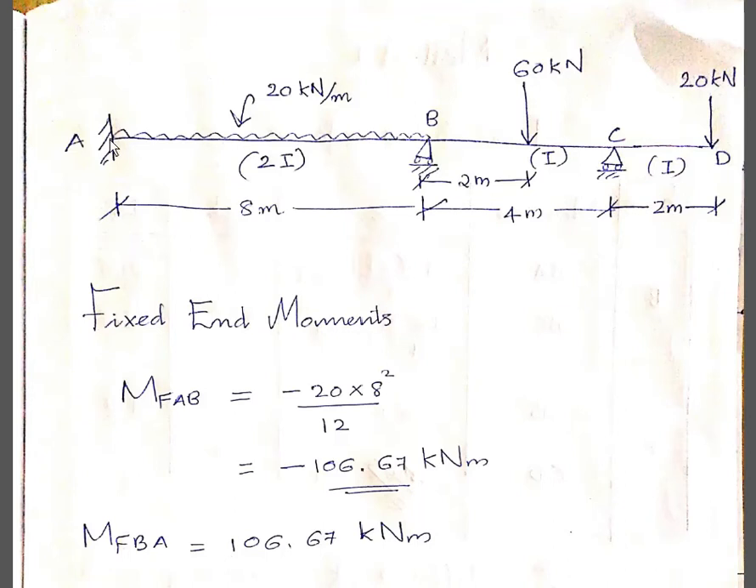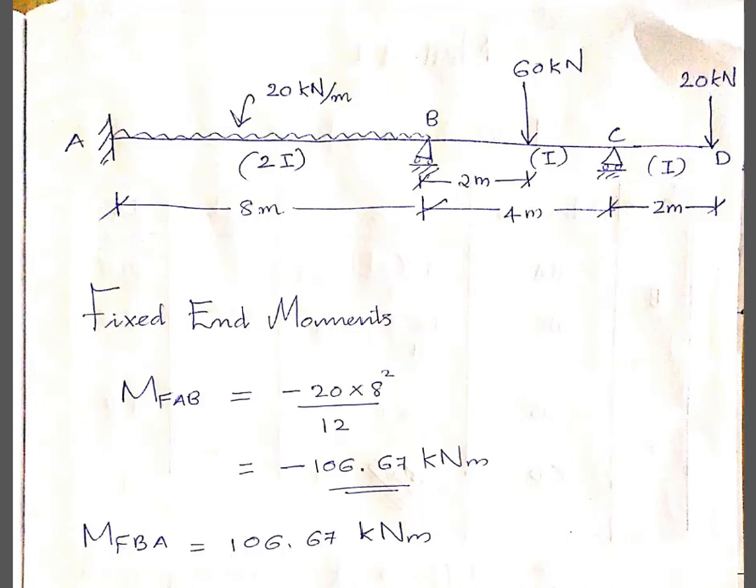There's an overhang also in the beam. There are two spans AB and BC. AB is carrying a UDL of 20 kilonewton per meter and BC at the center carries a concentrated load of 60 kilonewton, and the portion CD is an overhang with 20 kilonewton load at the end, and the flexural rigidity is also different for different spans. For AB the moment of inertia is 2I, and for BC it is I, and for CD also it is I. So the spans are 8 meter, 4 meter and 2 meter for the overhang.